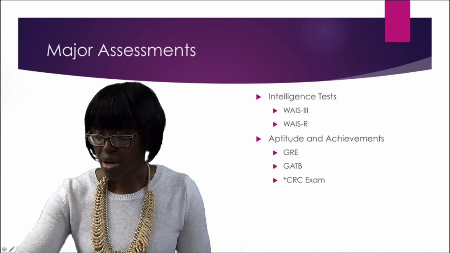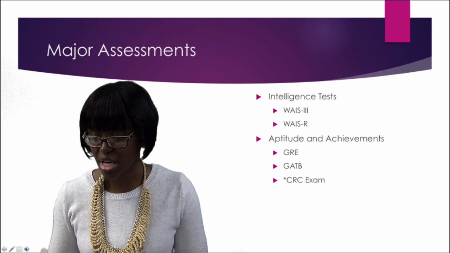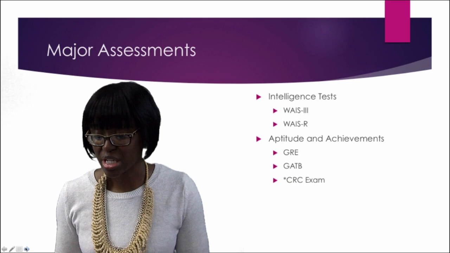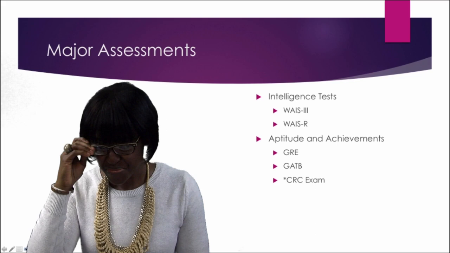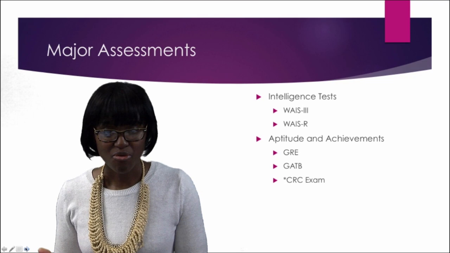Okay, on the R, IQs are classified as follows. I'll just go through those. 130 plus is very superior. 120 to 129, superior. 110 to 119 is high average. A 90 to a 109 is average. 80 to 89 is low average. 70 to 79 is borderline, and of course a 69 and below is registered as mentally challenged.